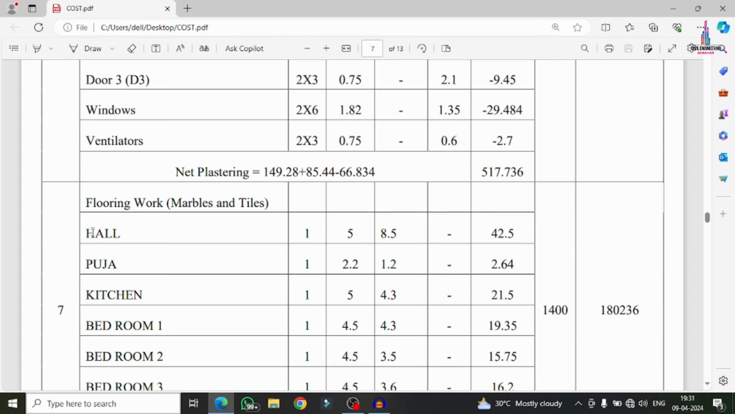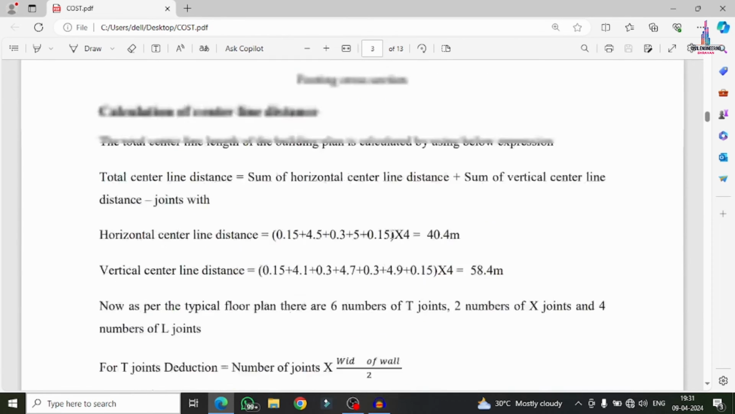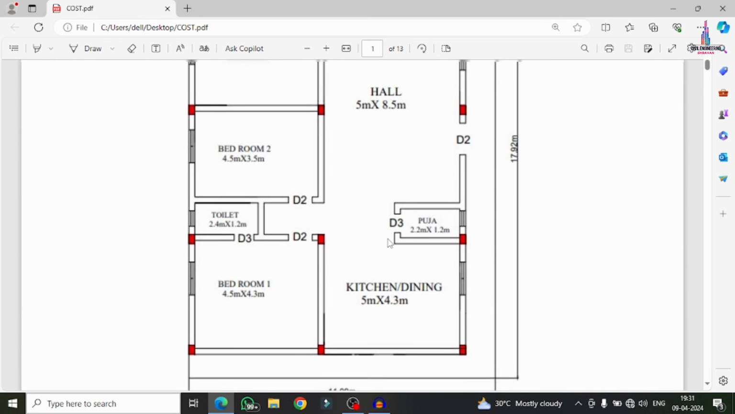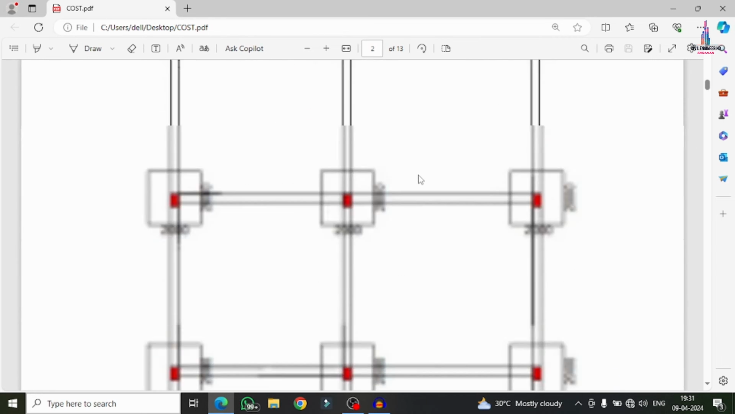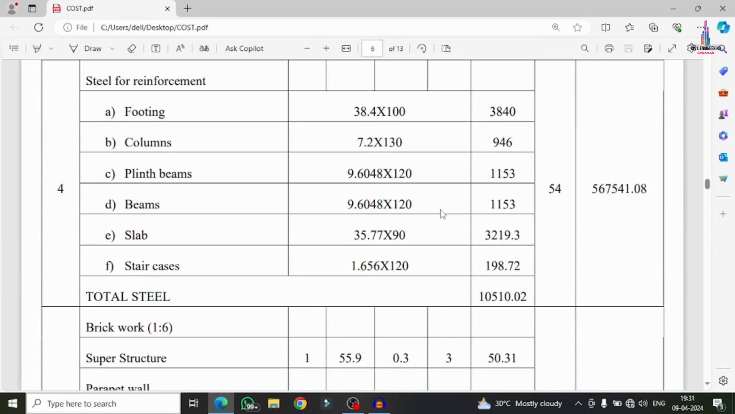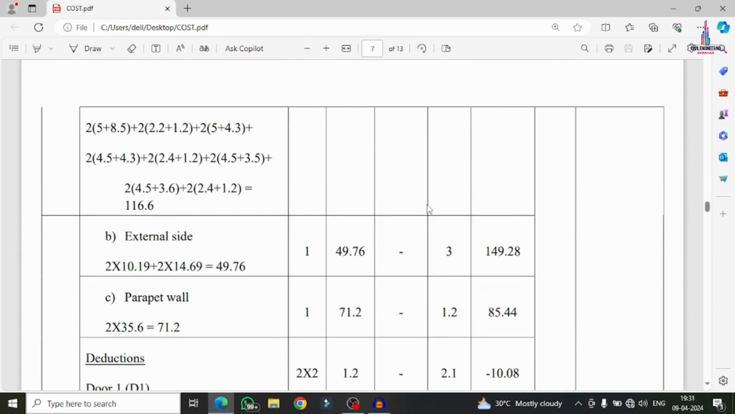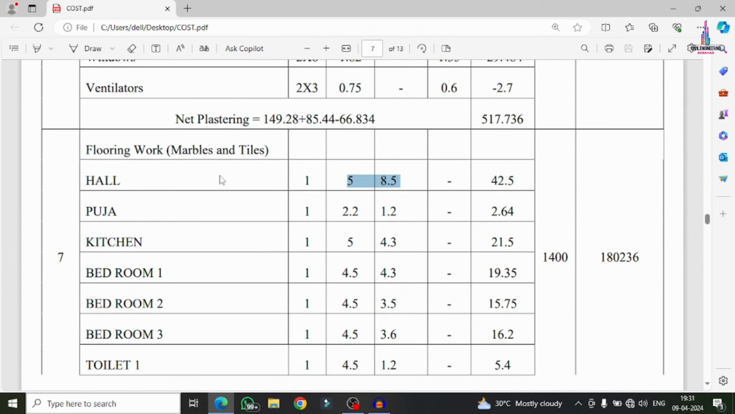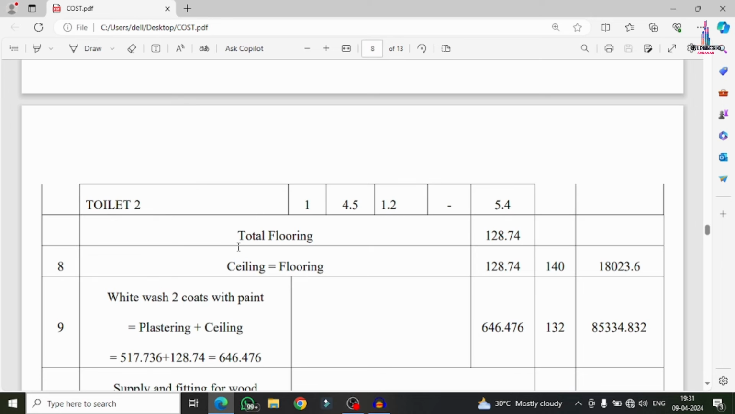For marble work, we have to calculate each and every room's dimensions. For example, let us consider the hall, which has dimensions of 5 meter cross 8.5 meter according to our typical floor plan. Now we can see this is the 5 meter cross 8.5 meter dimensions. Okay, in the same process, I considered the marble work dimensions for the puja room, kitchen, bedroom 1, bedroom 2, toilet 1, and toilet 2. Total flooring is approximately 128.74 square meter here.